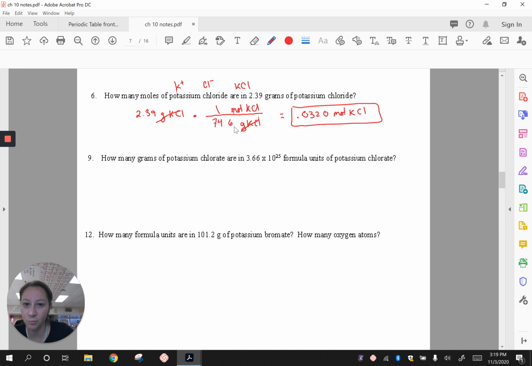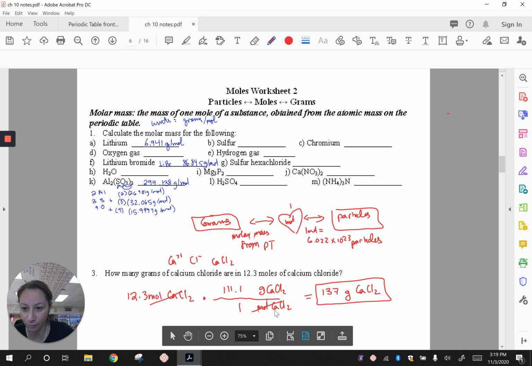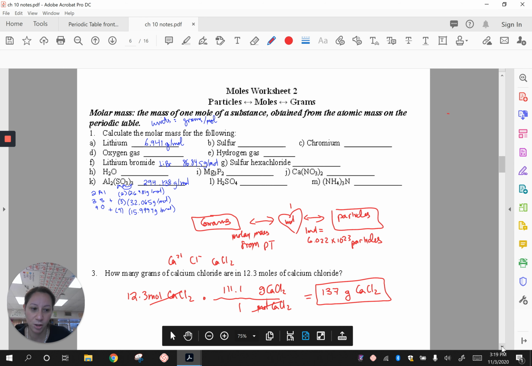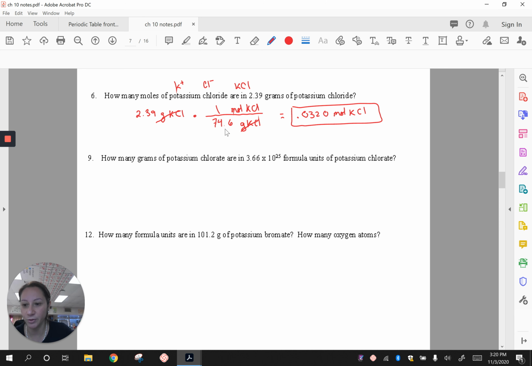So I want you to notice here, I put moles on top and grams on the bottom so I can cancel my grams and I end up with moles. In the previous problem, I put the grams on top and the moles on the bottom so I can get rid of the moles and get grams. But in both of them, the 1 goes with the mole and then the molar mass goes with the grams. So make sure that you know where to put your numbers and your units. I always put my units first, and then from there I put my numbers in.